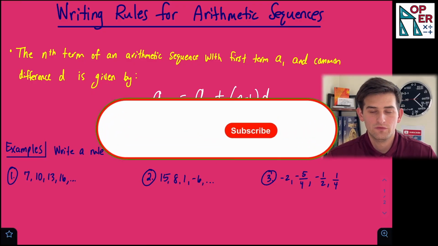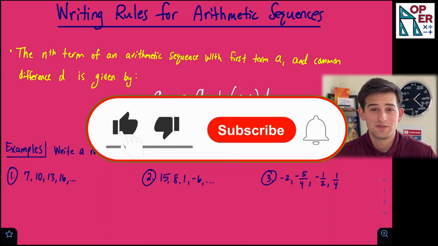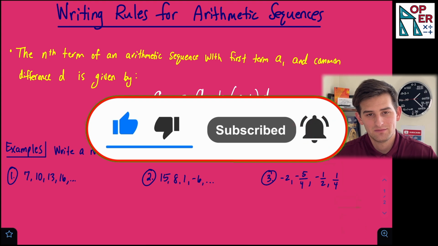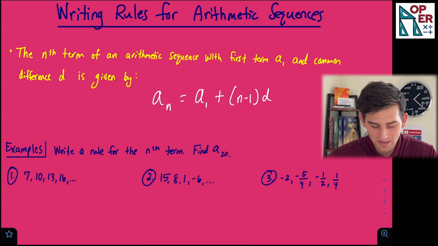How can we write a rule for an arithmetic sequence? Well, first of all, we have to know what the rule for the nth term is. And then once we know that, we can use that rule to help us write the rule for any sequence that we see. And in this case, we're going to deal with arithmetic sequences.